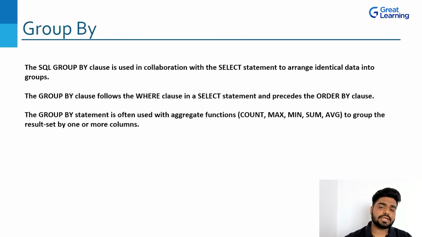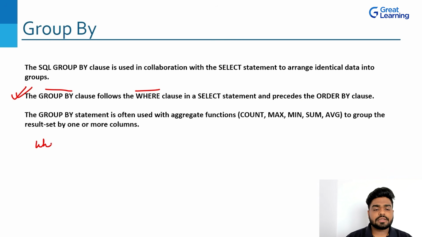Now this statement is really very important. We have so many clauses and all the clauses have some order to write. You can't just write order by and then write where clause, or write where clause and then order by and then group by. You can't do that. There's a certain order in which you have to write it. So the group by clause follows the where clause. That means after the where clause, group by will come in a select statement and precedes the order by clause.